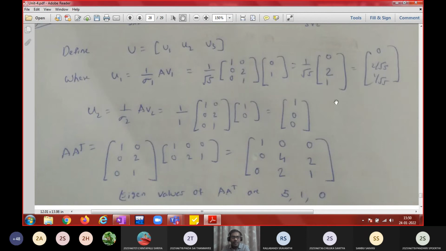You can see: 0 into 1, 0; 2 by root 5 into 0 is 0; 1 by root 5 into 0 is 0. These two are perpendicular. So you got U1, U2. Already you got U1, U2. What you want is U3.